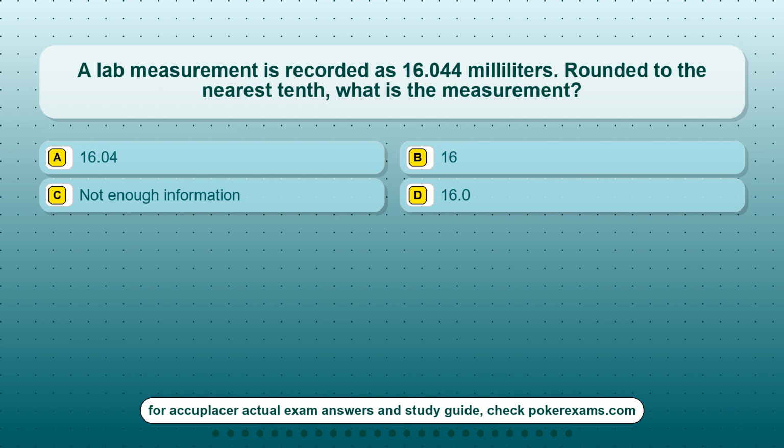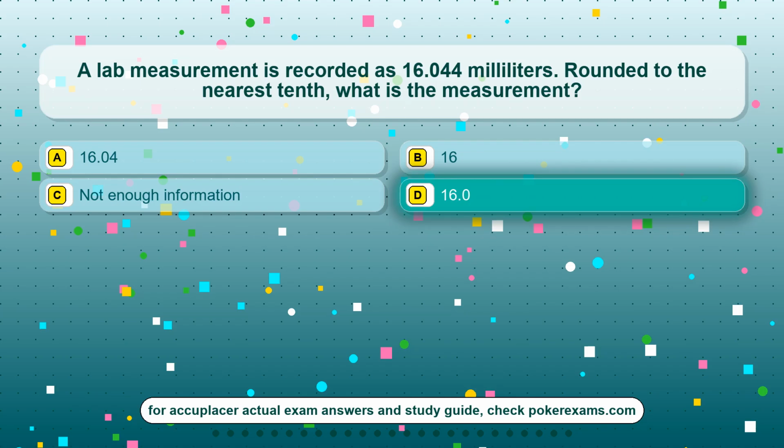Question 19. A lab measurement is recorded as 16.044 milliliters. Rounded to the nearest tenth, what is the measurement? Option A. 16.04. Option B. 16. Option C. Not enough information. Option D. 16.0.